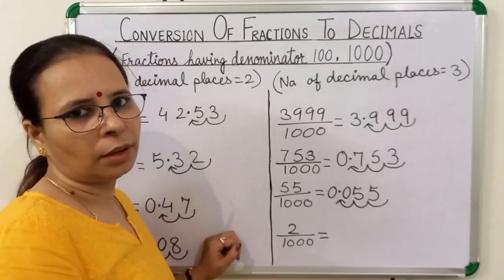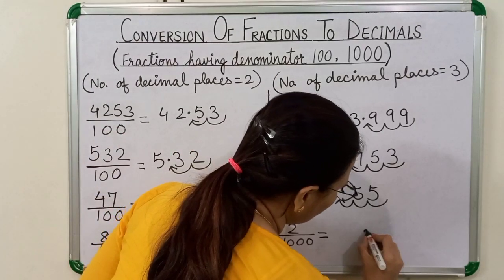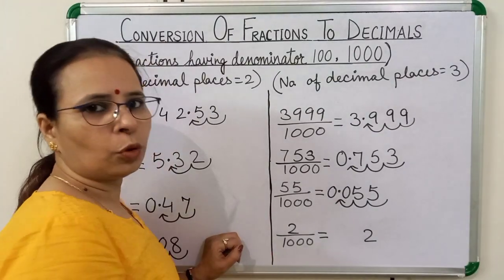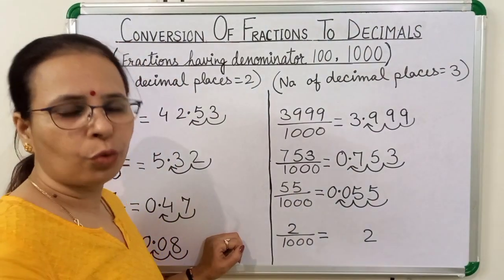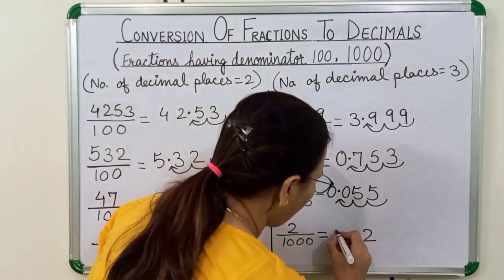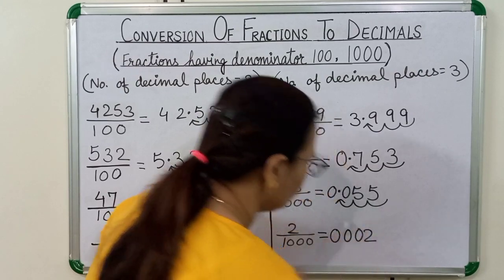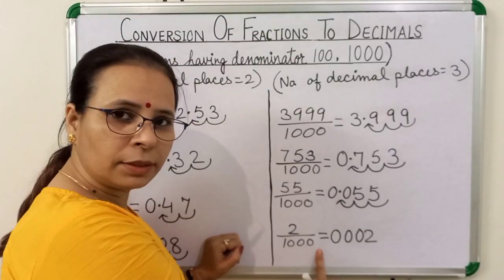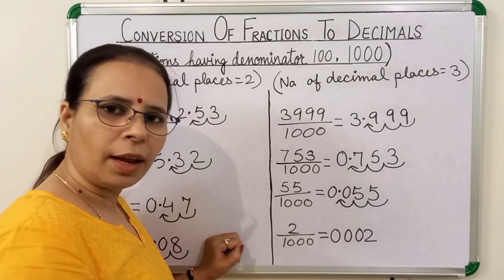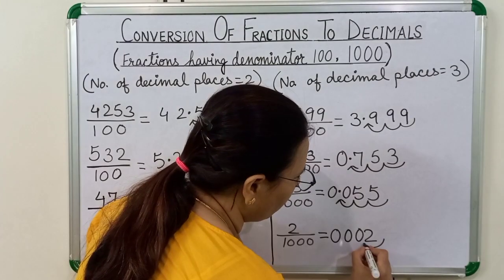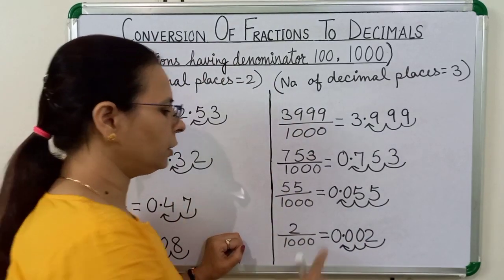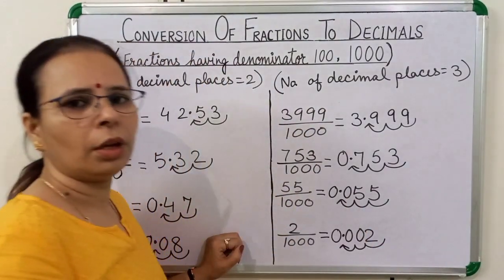Now we will see last example. We will write numerator as it is. We will put 3 zeros before 2 because we want same number of digit as in denominator. There are 3 zeros in denominator. So we will count 3 places to the left and put decimal point. 1, 2, 3. Here we will put decimal point. Thus we get 0.002.